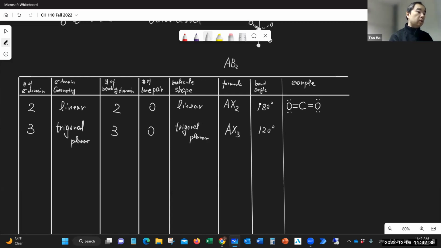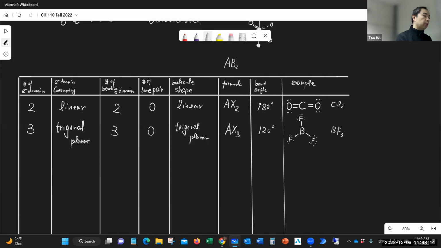And one of the examples is what we talked about as the exception. That's why when we draw BF3, boron trifluoride, we draw a structure like this, because this structure is closer to what it's supposed to be. Okay, so this is BF3, one of the examples. So that's CO2, and this is BF3.